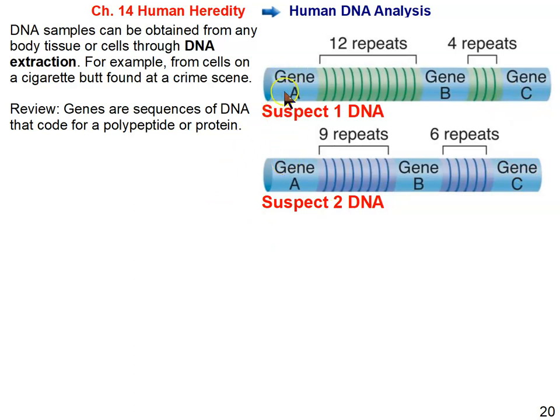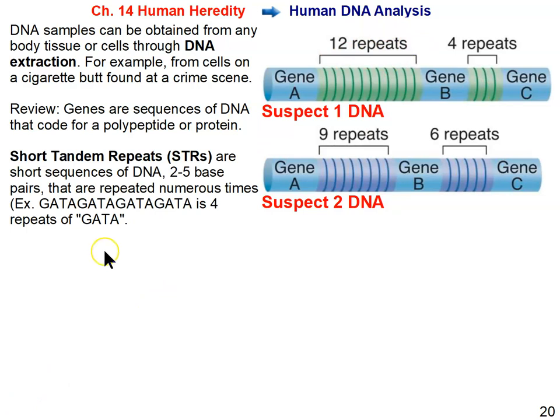There can be differences in genes. In other words, for gene A here, these two individuals might have different alleles for those genes. And you could find that out doing DNA sequencing, but the procedure we're looking at here, the DNA fingerprinting, relies not on differences between genes, but differences between non-coding regions of the DNA that are labeled here repeats.